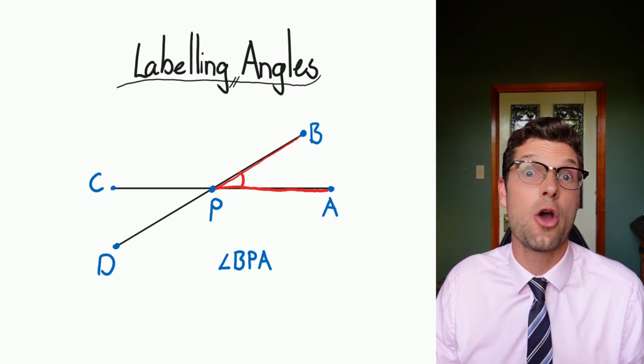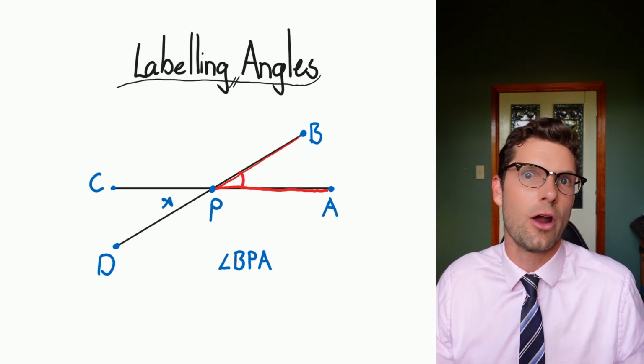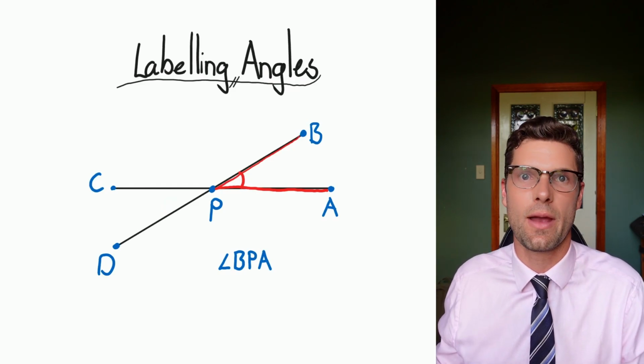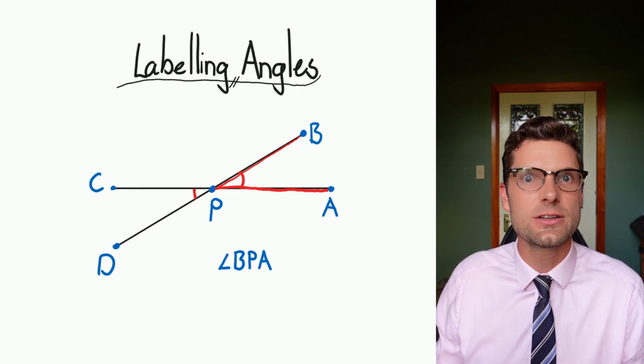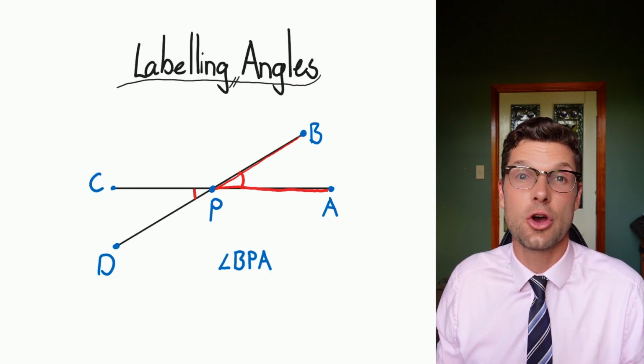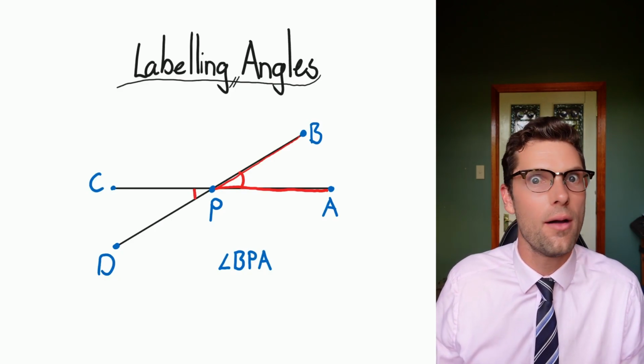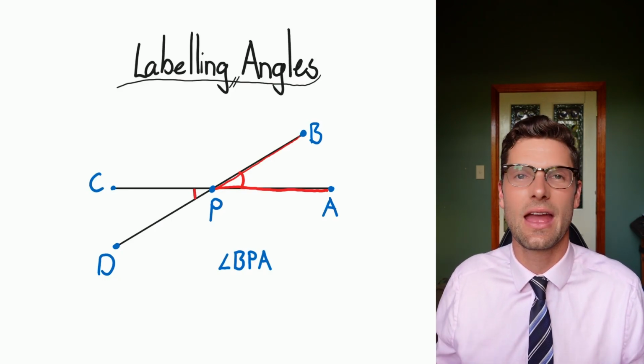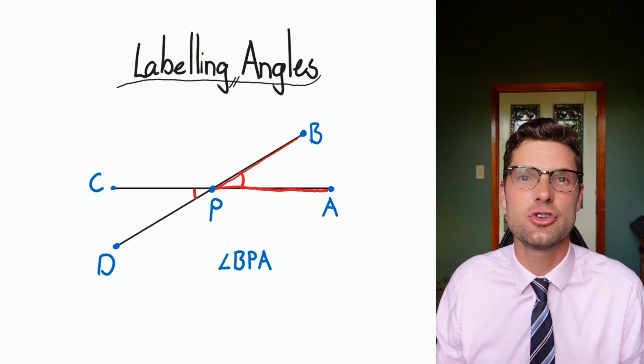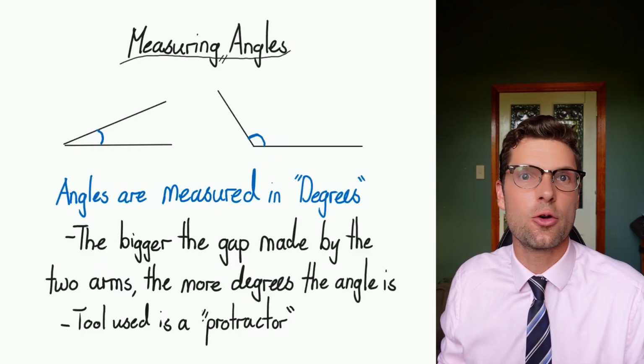So see if you can have a go at labeling this angle here. Right? It's obviously different to the one we were talking about before, but just make sure that the P is in the middle. So if you got CPD or BPC, either one's 100% correct, and I'm sure you're on top of this. So now we know which angle we're actually talking about.